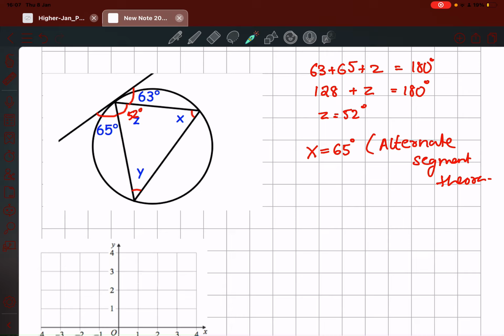Even on the other one, the angle 63, it is connected to the segment here. So the one that is opposite to that would be 63. So we know y is equal to 63.